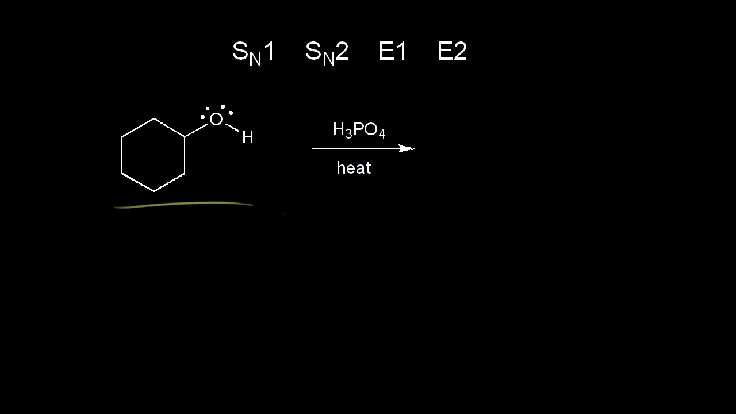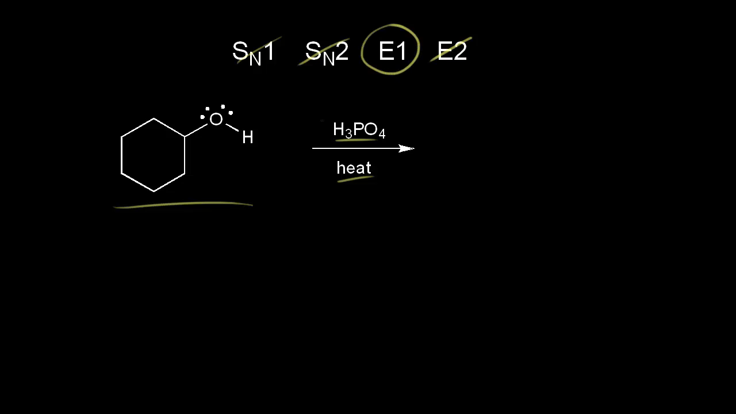Next, we have a secondary alcohol with phosphoric acid and heat. And we saw a lot of these types of problems in the videos on elimination reactions. So it's not going to be Sn1 or Sn2. And we don't have a strong base, so don't think E2, think E1.